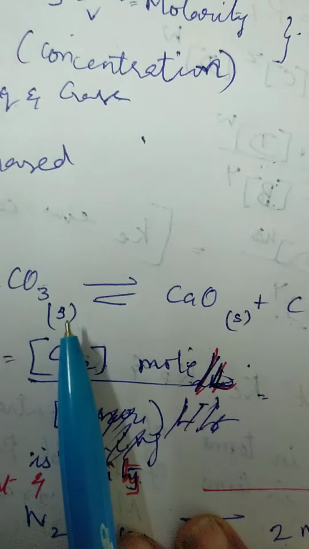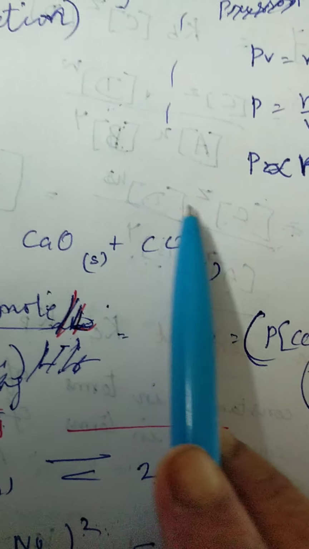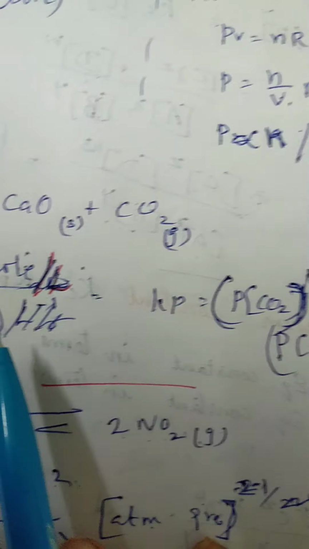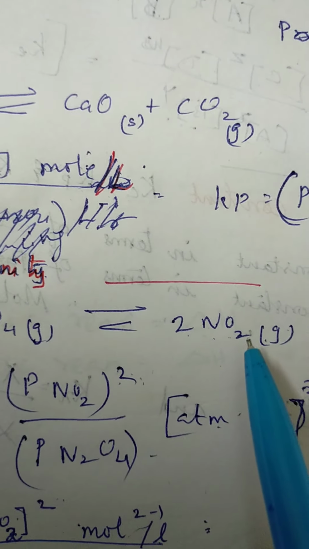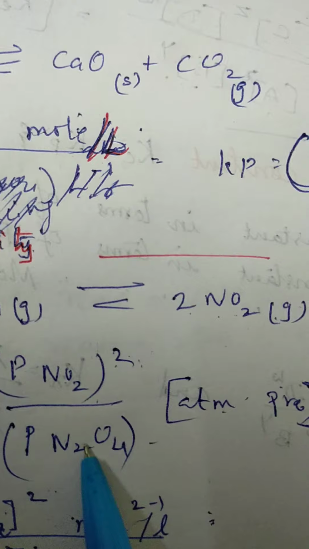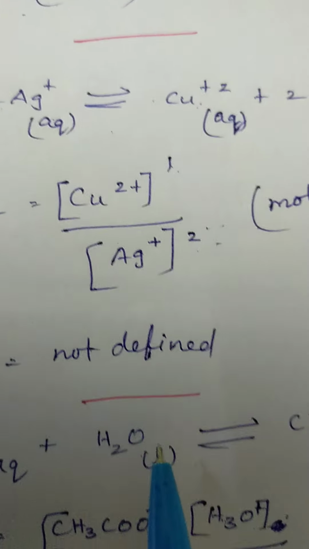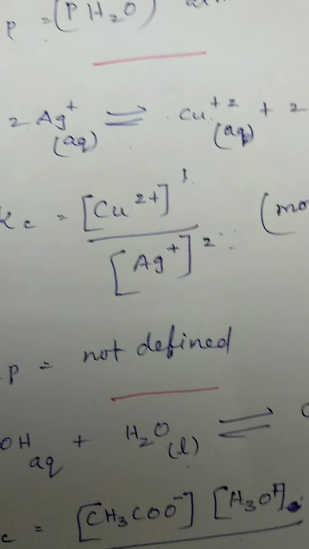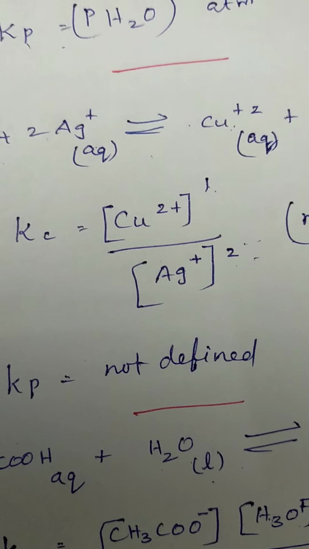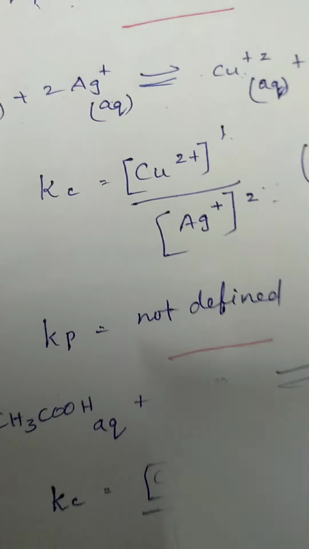So here one example is given. This is solid, this is solid. So we have to calculate only Kp for CO2. And here the gaseous species are there, always products by reactants. So if any equation is given, write the balanced equation and you can calculate Kc and Kp with the coefficients.